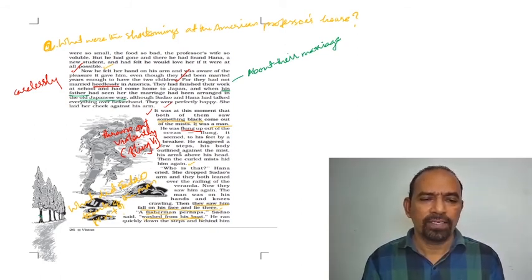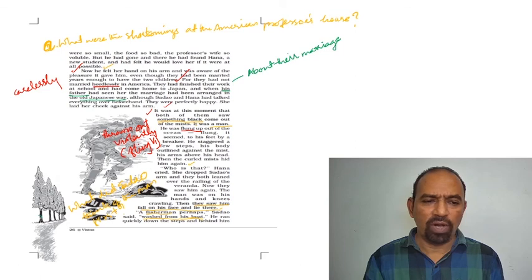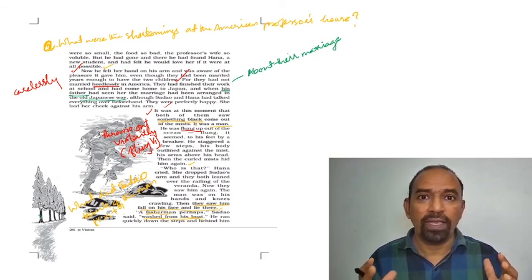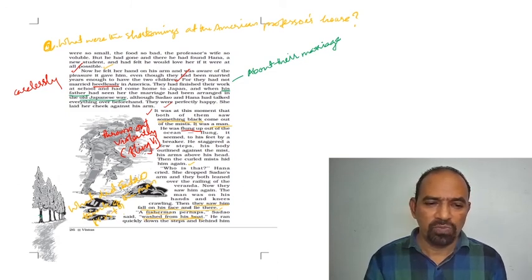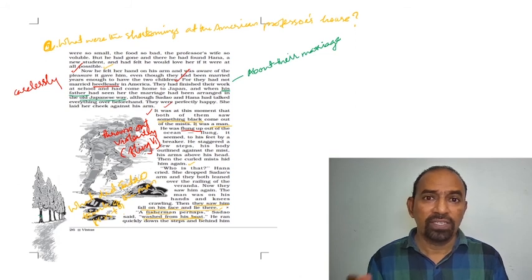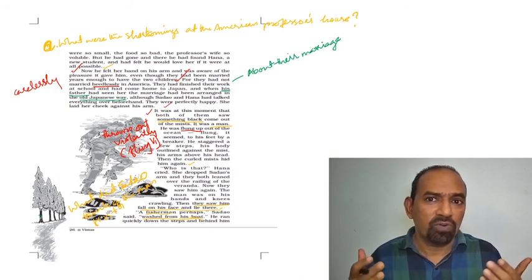Who is that? Hannah cried. She dropped Sadao's arm and they both leaned over the railing of the veranda. Now they saw him again. The man was on his hands and his knees crawling. They noticed him. The man was crawling on the beach. Then they saw him fall on his face and lie there.